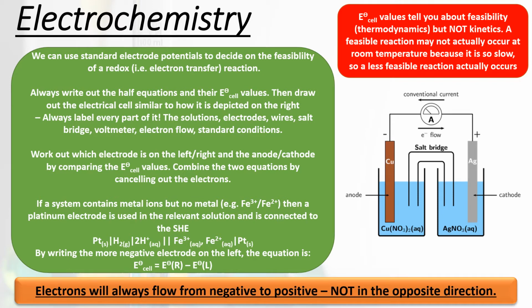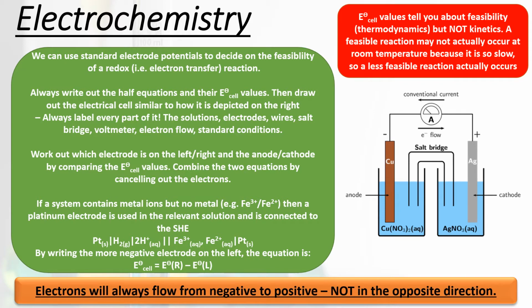And this is because, remember, electrons will always flow from negative to positive. They're repelled from a negative region, attracted to a positive region. They never move in the opposite direction. That would be the non-spontaneous direction. The spontaneous or the feasible direction is to go from negative to positive.